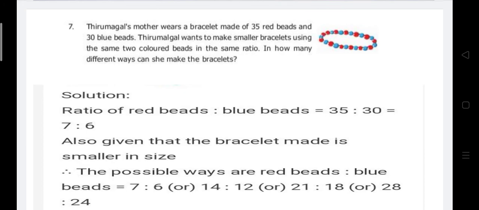Also, the bracelet made is smaller in size. The possible ways are red beads to blue beads, that is 7 is to 6, or multiply by 2 and write the equivalent ratios: 14 is to 12, 21 is to 18, or 28 is to 24. These 4 ways are possible to make a smaller bracelet of the same ratio.